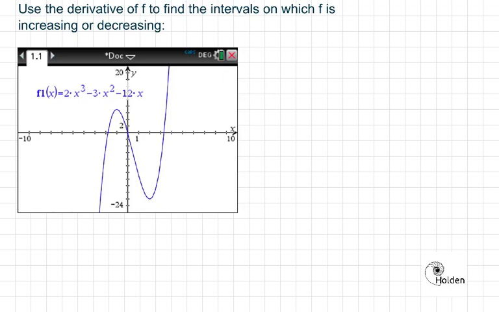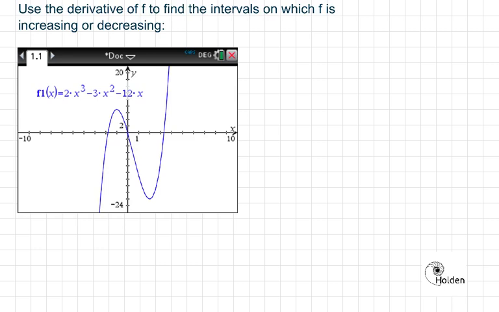Okay, so we're going to use the derivative function of f to find the intervals on which f is increasing or decreasing. This could be a Paper 1 question, so we're going to do it completely algebraically, but it's probably better to do it with a visual, okay? So this is our function, 2x cubed minus 3x squared minus 12x.